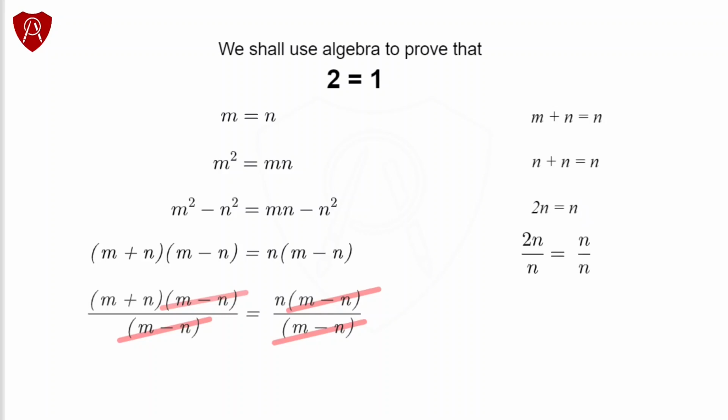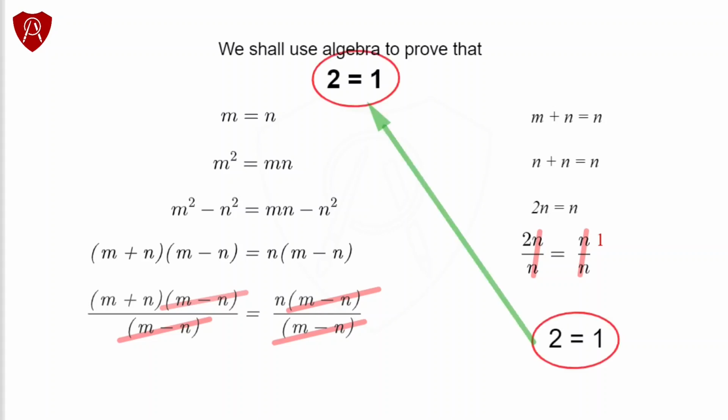And now let's divide both sides by n so that we can actually cancel out the n. Left-hand side, we only have 2 left. Right-hand side resolves to 1. So now we can see 2 is equal to 1, which is the claim we made and which is what we set out to prove.